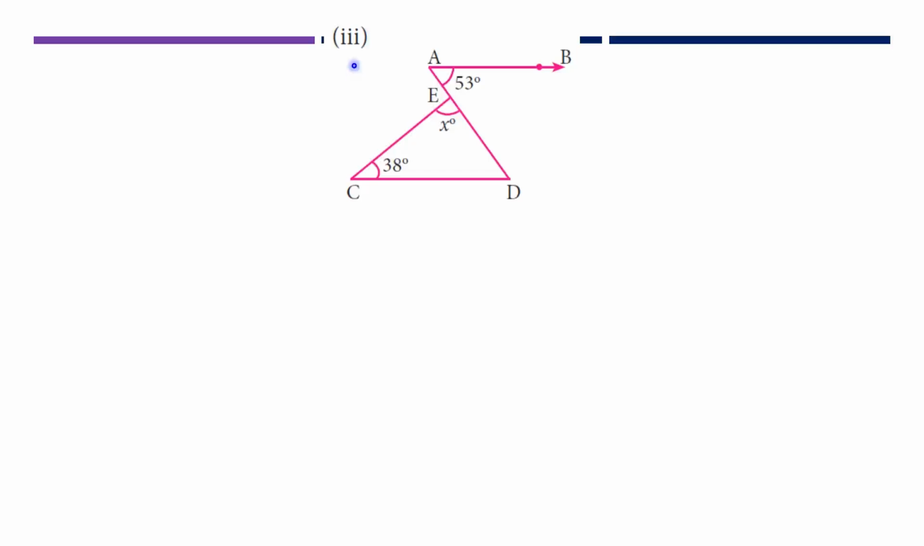Next, we have to see the third sum. Here also the AB line is parallel to the CD line. We want to find the x value. See this, it's like an inverted Z, isn't it? Here these two lines are parallel and the AD line acts as a transversal. In the transversal, this angle D must be equal to this 53 degrees, since these two are the alternate angles. In parallel lines, alternate angles are always equal. So this will become 53 degrees.